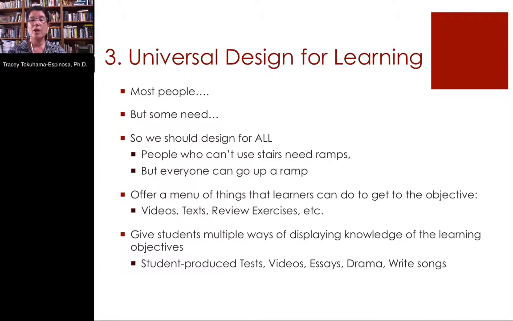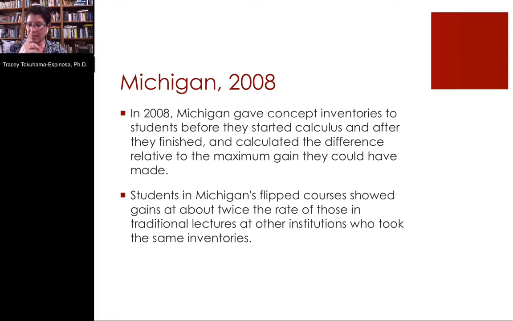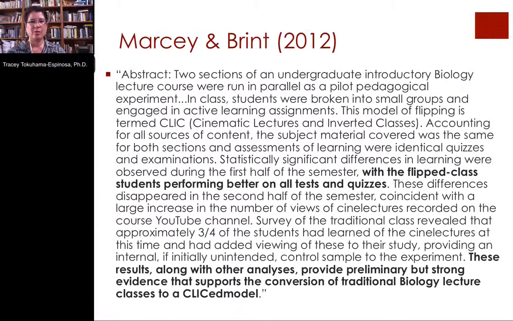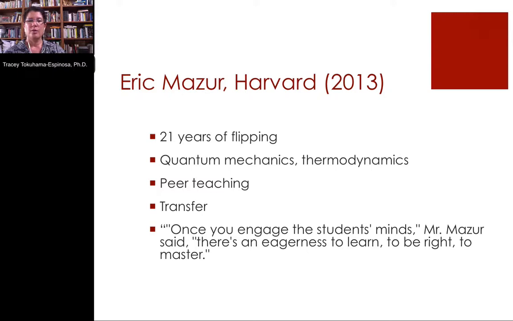So what are some example studies? There's been a lot of research done since flipping came out. In one study in Michigan, they found that students who did flipping actually learned at twice the rate of students who were using traditional models of just plain textbooks or lecture format. In Marcy and Brin's study, they found in a university classroom that by flipping, all of their students improved somewhat on tests and quizzes. And Eric Mazur's work, who has claimed to be one of the fathers of this whole concept, after 21 years of flipping in a course on thermodynamics, he finds far greater satisfaction on the part of the students as well as better learning outcomes.